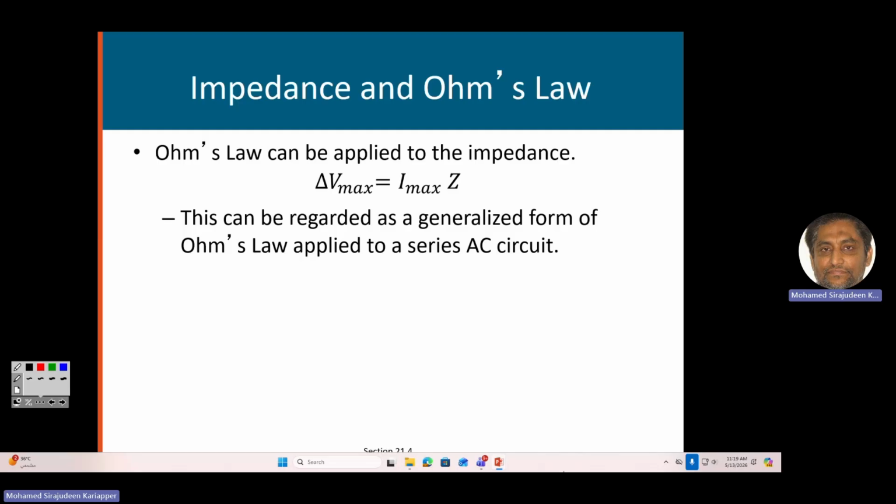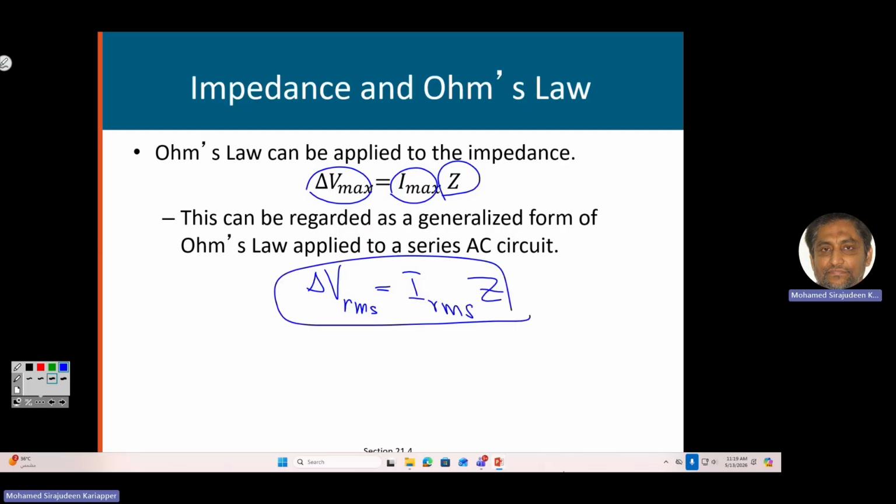Okay, now we can do Ohm's law for this RLC circuit. Ohm's law is what? Delta V is equal to current times the resistance. But here, instead of just simple resistance, we have the impedance, so we replace the R by Z. Again, we can give it in terms of the RMS value or in terms of maximum value. Both are correct. It's a factor of square root 2 between them. So we can regard this as the generalized form of Ohm's law applied to a series AC circuit.